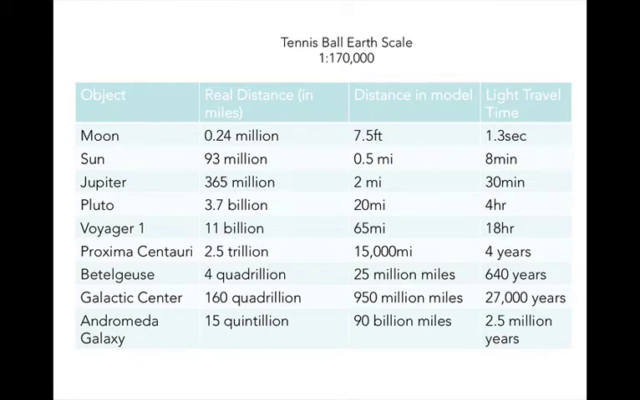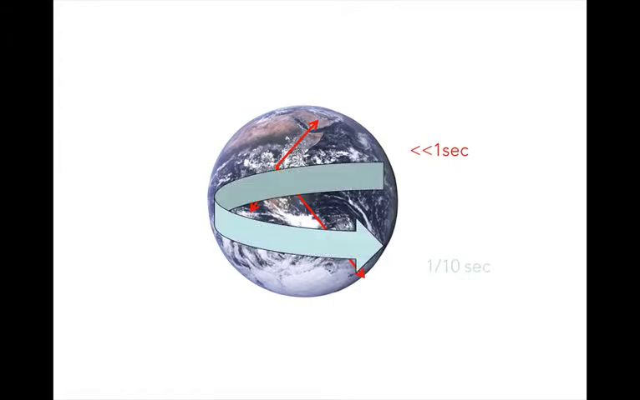When we look at objects on the Earth, this effect is negligible. It takes much less than a second for light to travel from any place on the Earth to any other. In fact, for light to travel the entire circumference of the Earth, it takes just 1/10 of a second. For light to travel across the 30 feet or so of our classroom takes just 30 nanoseconds, 30 billionths of a second.